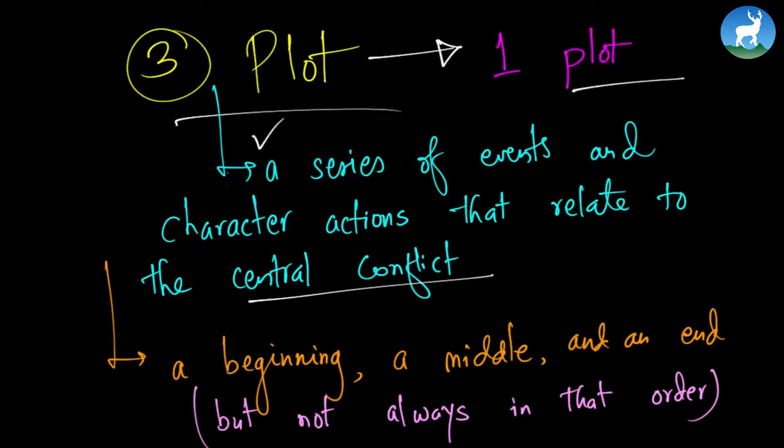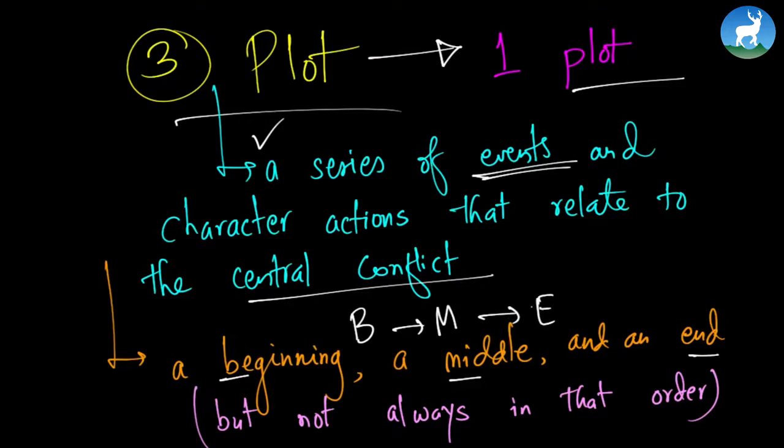So what's a plot once again? It's a series of events unfolding, that goes on unfolding. It's a series of events and character actions, what characters actually do in the story, that relate to the central conflict. There has to be some kind of conflict. The fox trying to get the grapes and failing every time, there is the conflict. A short story should have a beginning, a middle, and an end. So it starts from the beginning, goes to the middle, and ends in the end.